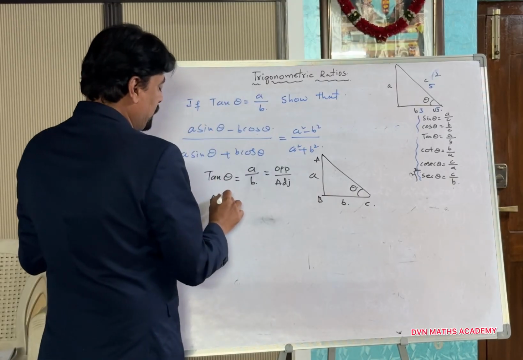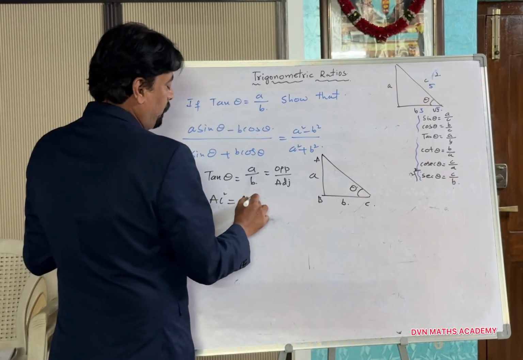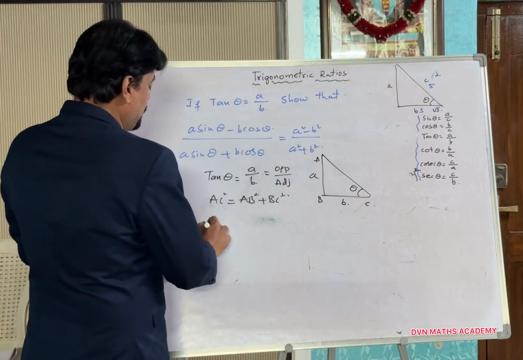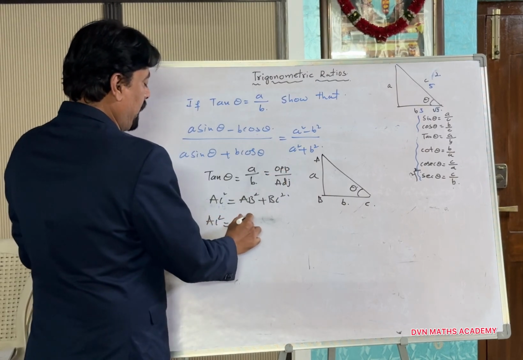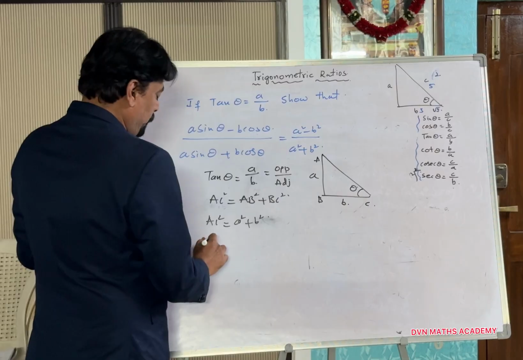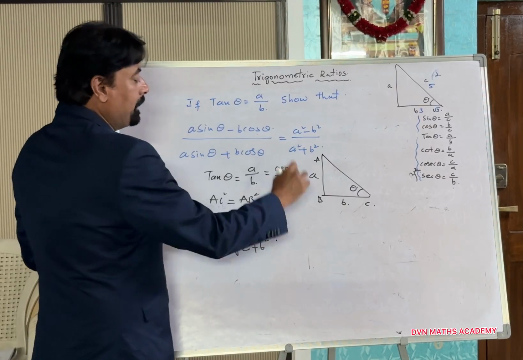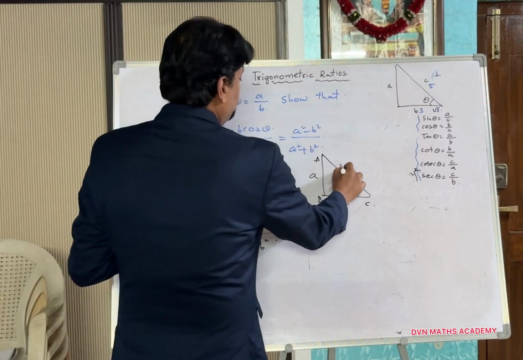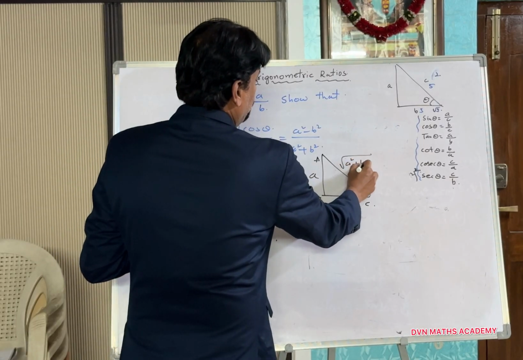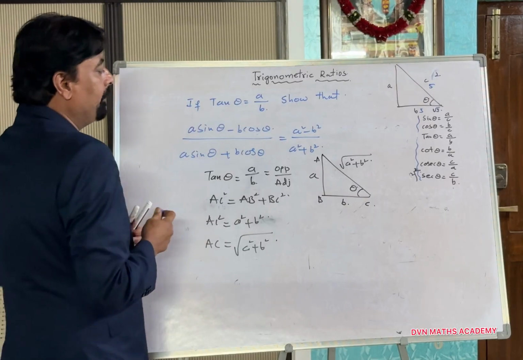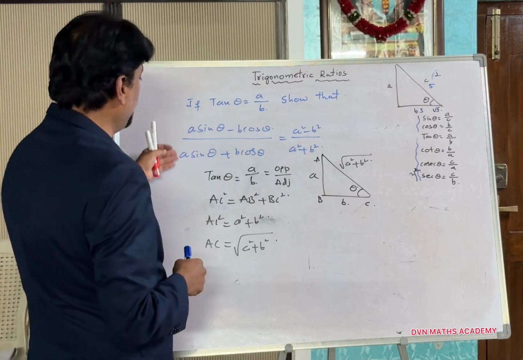Therefore AC square is equal to AB square plus BC square by Pythagoras theorem. So AC square is equal to a square plus b square. Therefore AC is equal to under root of a square plus b square. Now I got the three sides of this triangle. Then you need to find the value of the given expression.